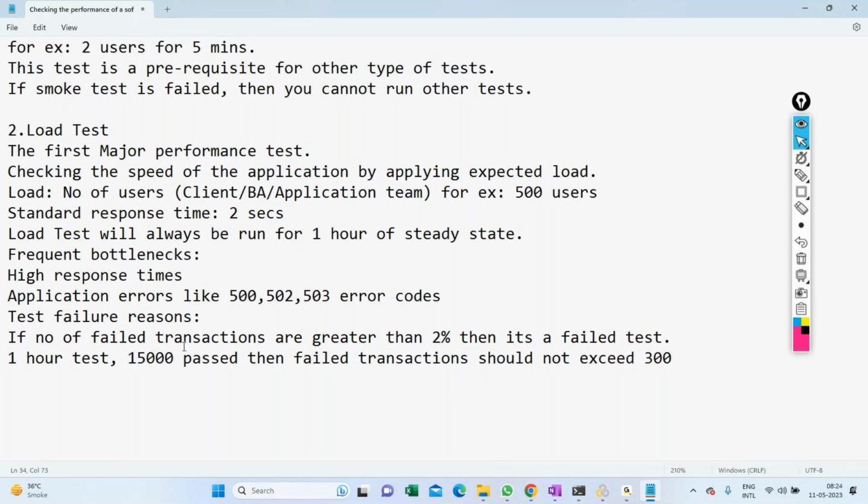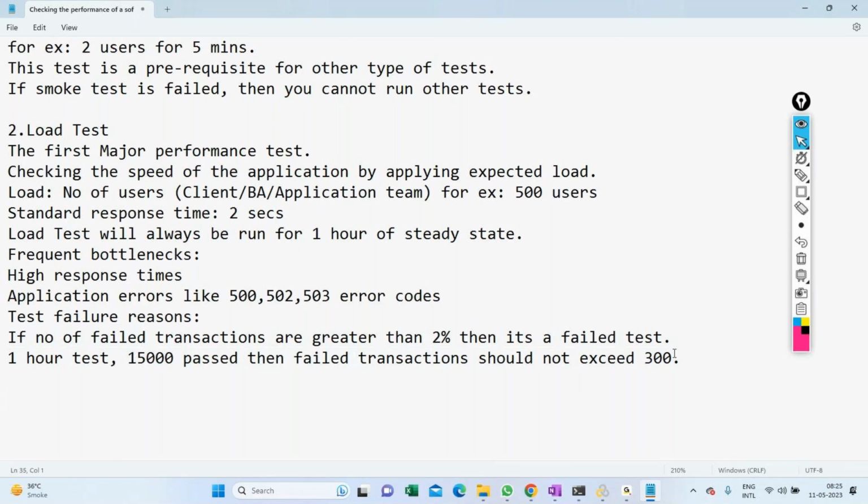So 150 is 1%, 2% is 300. So your failed transactions should not exceed 300. If it exceeds 300, it's a failed test. You have to run again. As long as this test has not passed, you cannot go for the other tests.